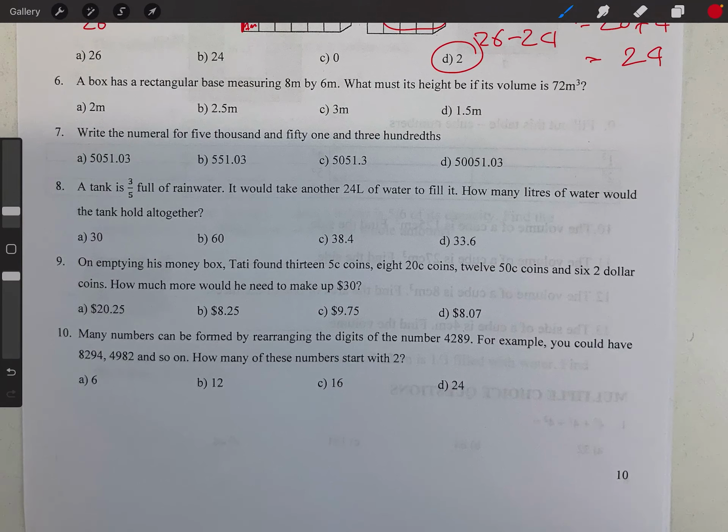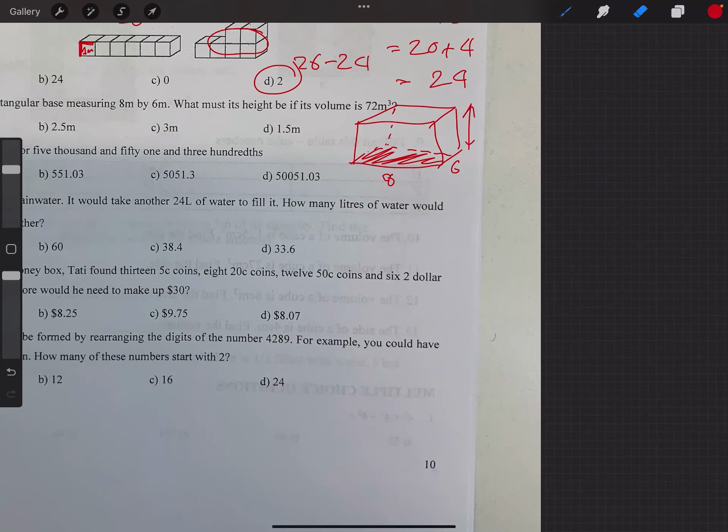Question 6. A box has a rectangular base measuring 6 by 8. So here you have a box. The bottom is 6 by 8, so that's 8, that must be 6. What must be the height if the volume is 72? So work out the height. 6 times 8 is 48, so the area of this is 48. Remember, to find the volume, all you got to do is do 6 times 8 times the height, times some number, and that gives us 72. Okay? So work out what that last number is to multiply to get 72.